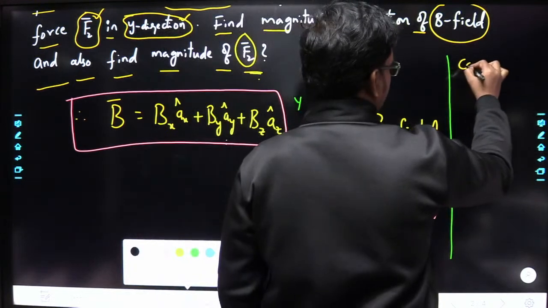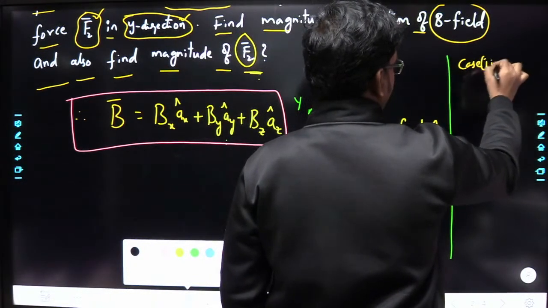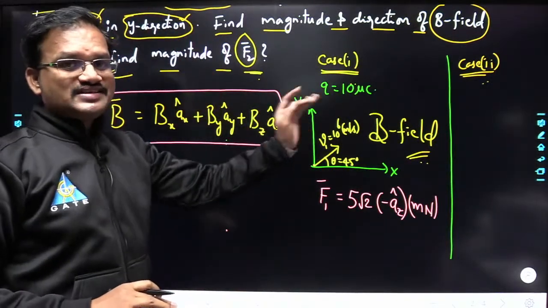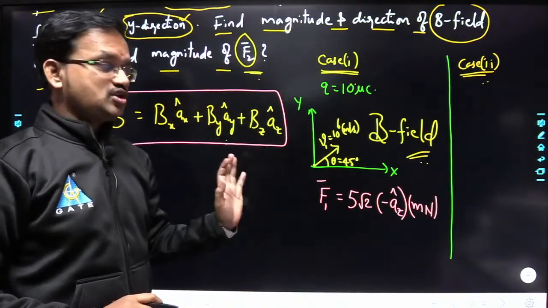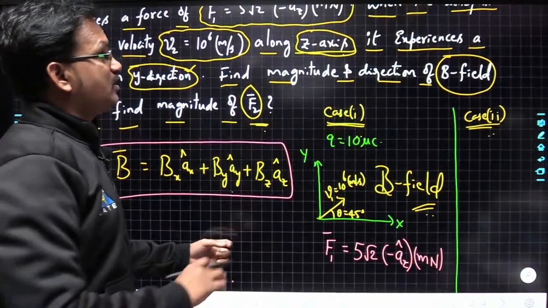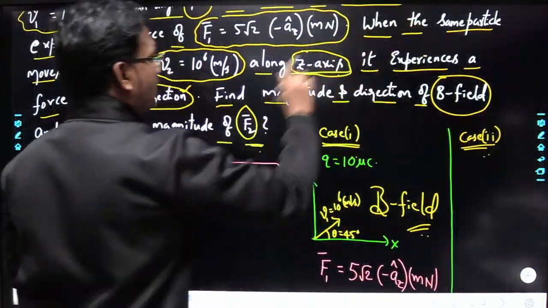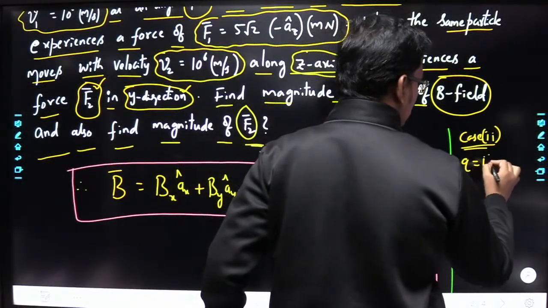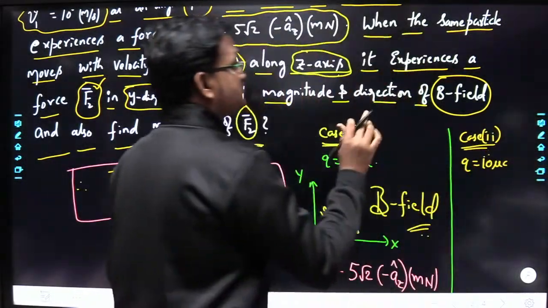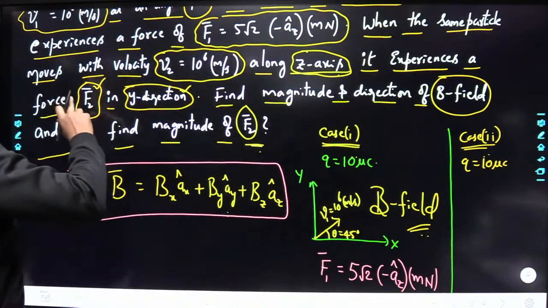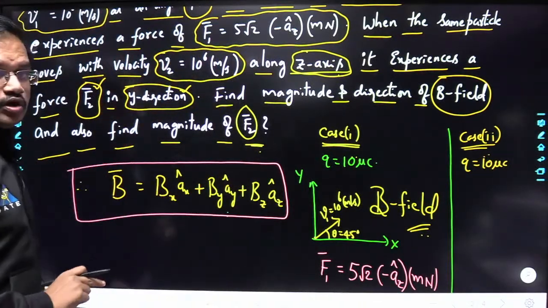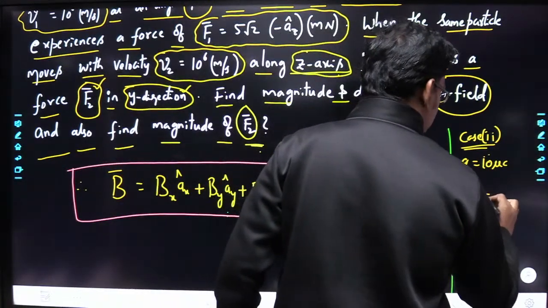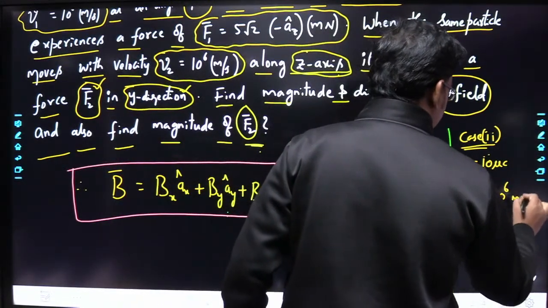Now case 2. In the same B field, they have not changed the B field, and they have not changed the charged particle. What they are saying is that the same particle, with the same charge q equal to 10 microcoulombs, moves with velocity v2 equal to 10 to the power of 6 meters per second.